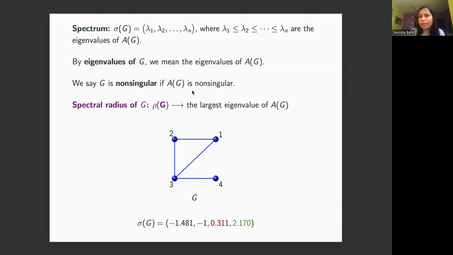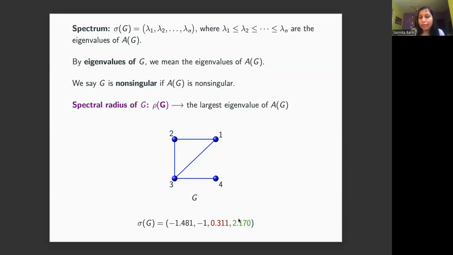So when AG is singular, I'll say that the graph is singular. Otherwise, the graph is non-singular. And by eigenvalues of G, because I'm using only the adjacency matrix in this talk, when I say eigenvalues of G, I am basically saying eigenvalues of AG.